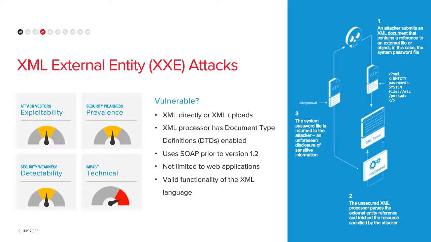The example we've got here in blue on the right is the attacker submitting an XML payload, and in that he's referencing the password file on a Linux system. And again, without the right protection, that could potentially send the password file to that attacker, which allows them to brute force it offline. So generally speaking, many XML processes are vulnerable, particularly, as I said, if you're running on SOAP 1.2 or earlier.